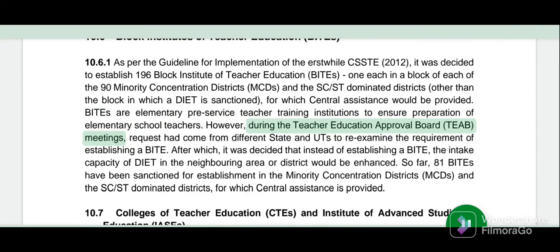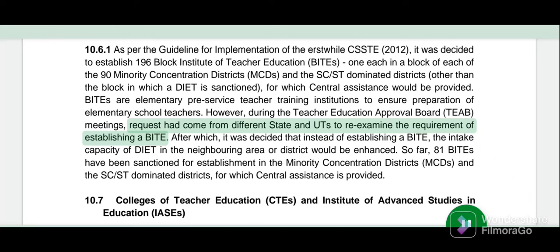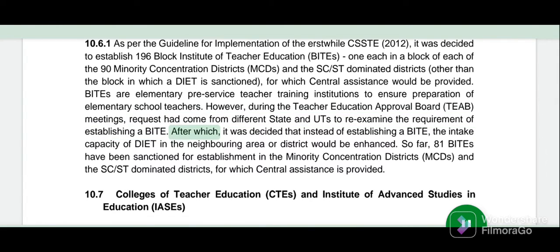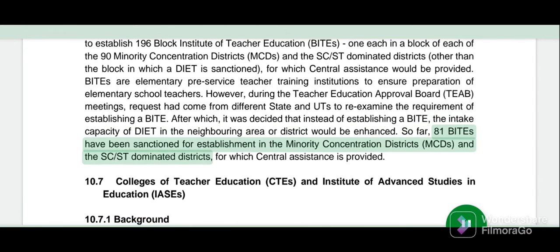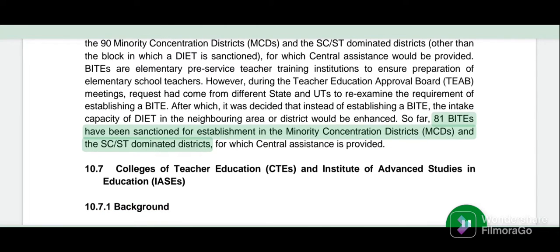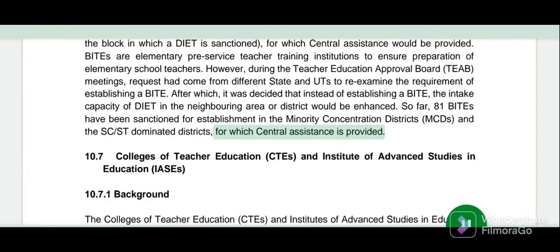However, during the Teacher Education Approval Board (TEAB) meetings, requests had come from different states and UTs to re-examine the requirement of establishing a BITE. After which, it was decided that instead of establishing a BITE, the intake capacity of the DIET in the neighboring area or district would be enhanced. So far, 81 BITEs have been sanctioned for establishment in the minority concentration districts (MCDs) and the SC/ST dominated districts, for which central assistance is provided.